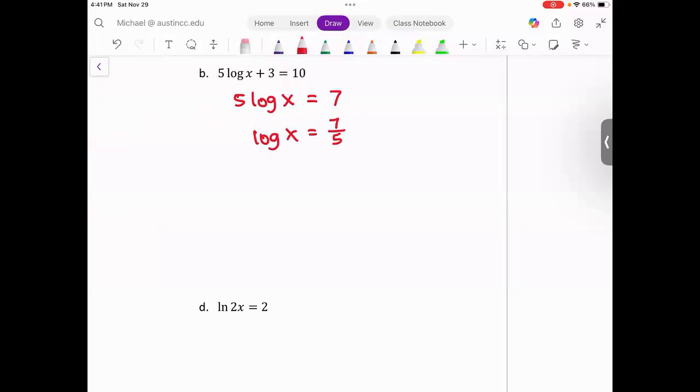Okay, so convert it to an exponential. A log with no visible base means it's going to be base 10. So we have 10 to the 7/5 power equals x, and we can just plug that straight into our calculator, and we get something like 25.119.